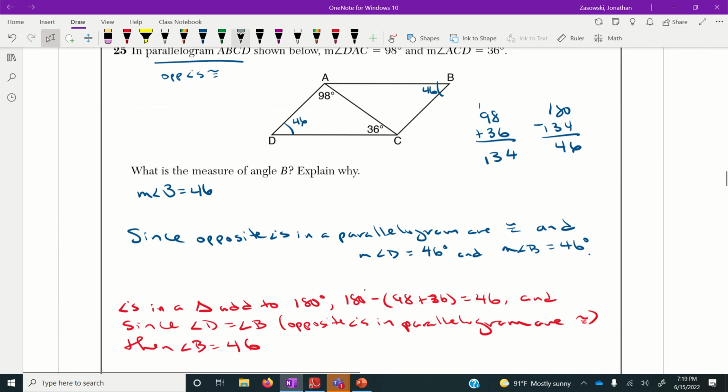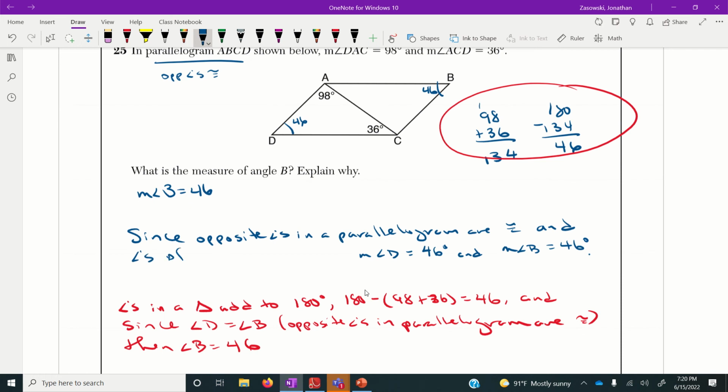But the key thing is we've already shown our work up here. So we're just justifying this last statement here, okay, by saying what we just talked about. The opposite angles of a parallelogram are congruent, and the angles of a triangle add to 180 degrees. Then we know what the measures are. So both of these would be appropriate based off the work and then the writing. Just two different ways to get there.